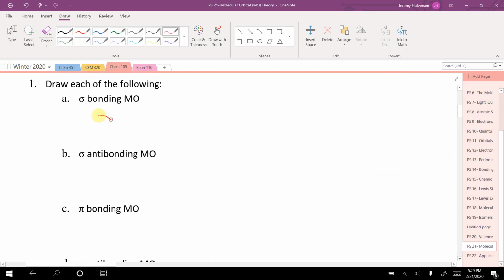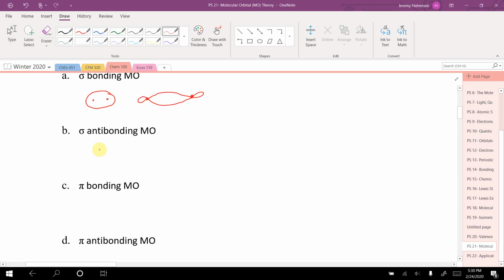Well, we've already drawn that over to the side. This is one example of a sigma bonding molecular orbital. The other one comes from, so that's like a sigma made out of s orbitals. Here's a sigma made out of p orbitals. Sigma antibonding. Well, it's just the sigma with a node down the middle.